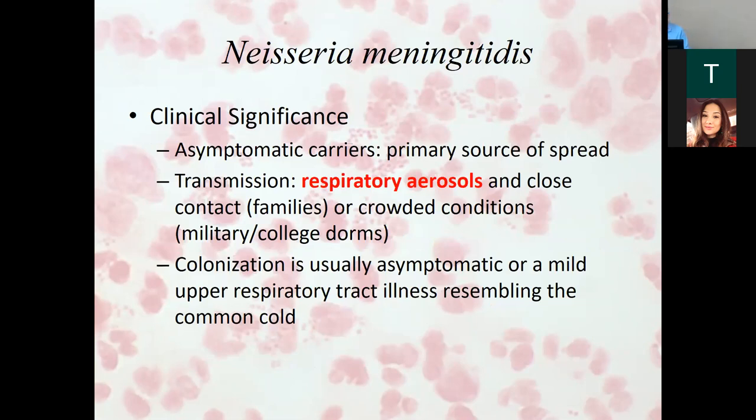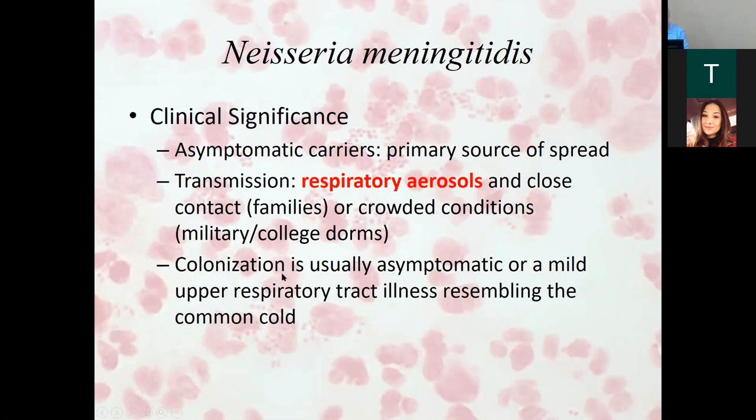We have carriers, and transmission is through respiratory aerosols, coughing, sneezing, close contact with families, or being in your college dorm. Crowded conditions. Are your dorms crowded? Because I went on a tour the other day and they said, oh no, they're not crowded because you have a suite, you have suite mates. But we see it with outbreaks, usually in August and September, when everybody comes back to campus and you're hanging out together in a dorm all semester.